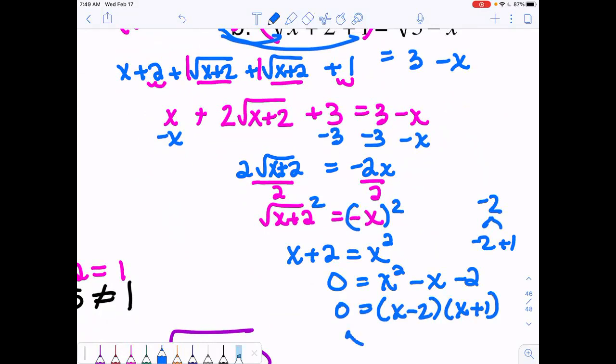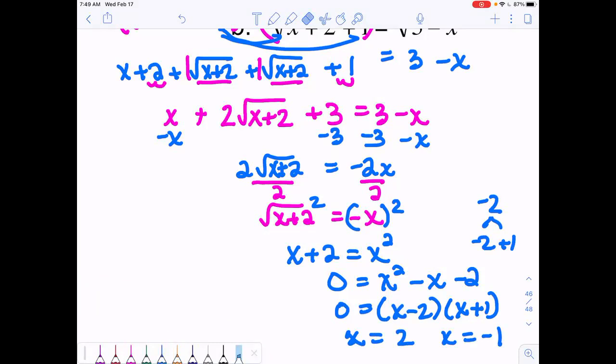So hopefully you found that x is 2 and negative 1. Questions? Anybody have questions?